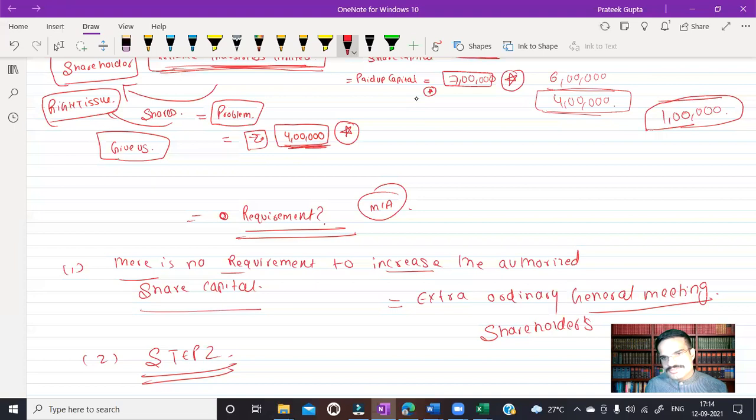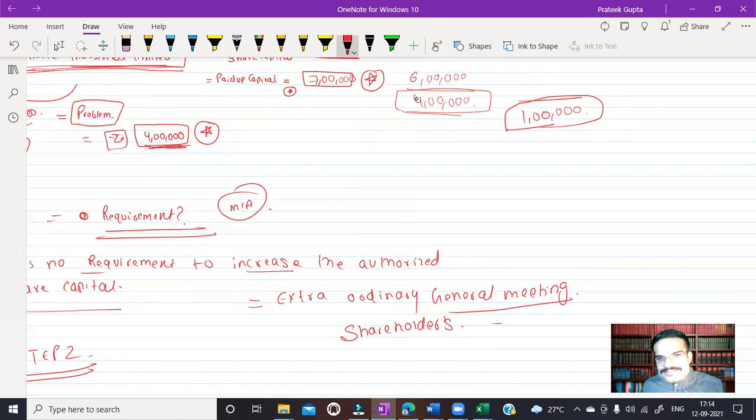Now, these shareholders will pass the ordinary resolution. Sir, ordinary resolution means, for example, there are 100 shareholders, then the consent of 51 shareholders is mandatory to increase the authorized share capital by 1 lakh rupees. That's the concept of ordinary resolution. Very nice. Simple majority.